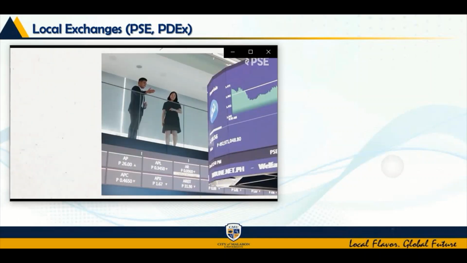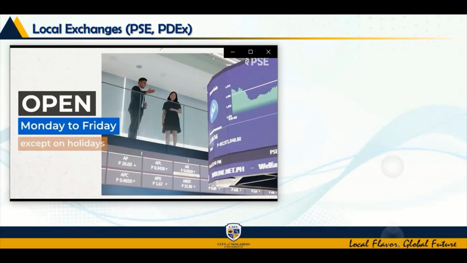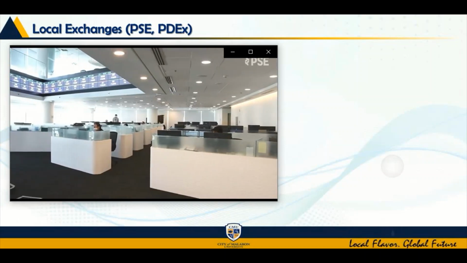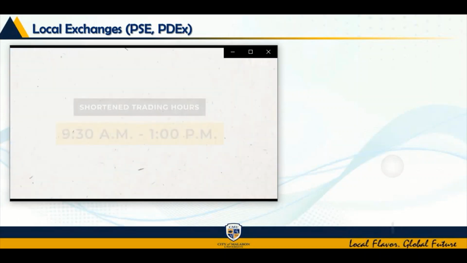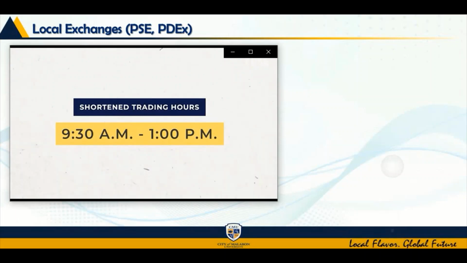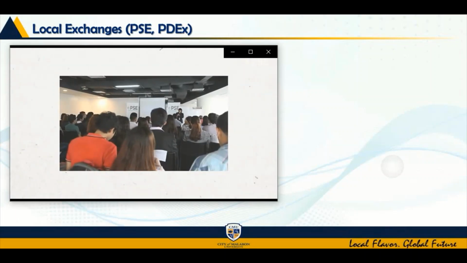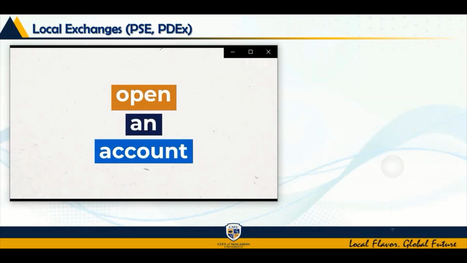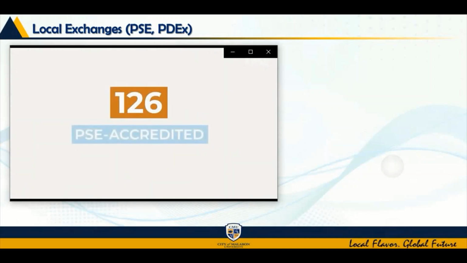Trading at the PSE is open Monday to Friday except on holidays. The PSE currently observes shortened trading hours from 9:30 a.m. to 1 p.m. Investors who would like to invest in stocks will need to open an account with any of the 126 accredited stock brokerage firms.